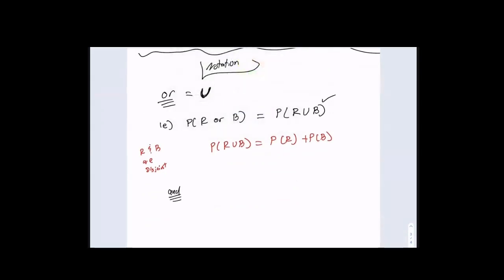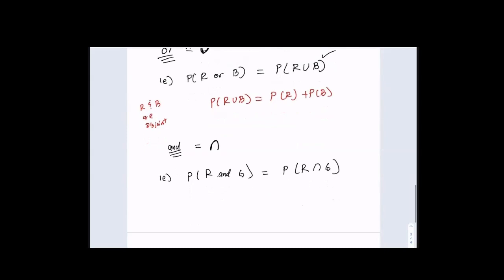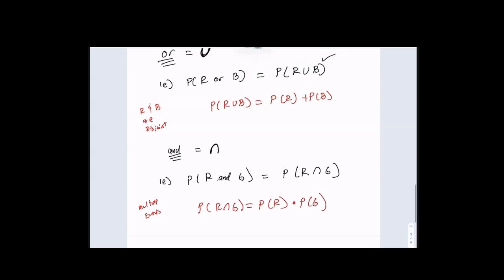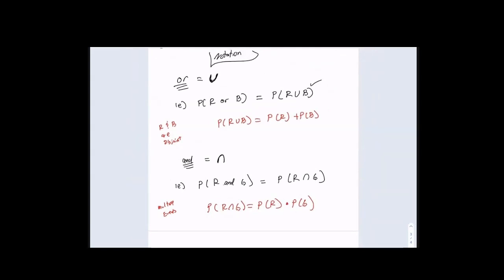And we use an upside down U that also refers to the word intersection, i.e. the probability of selecting a red and a green is equal to the probability of red and green. Given that these are multiple events, the probability of red and green is equal to the probability of red times the probability of green. So those are the notations where we'll link them into the problems as we go on. I did want to show you those.